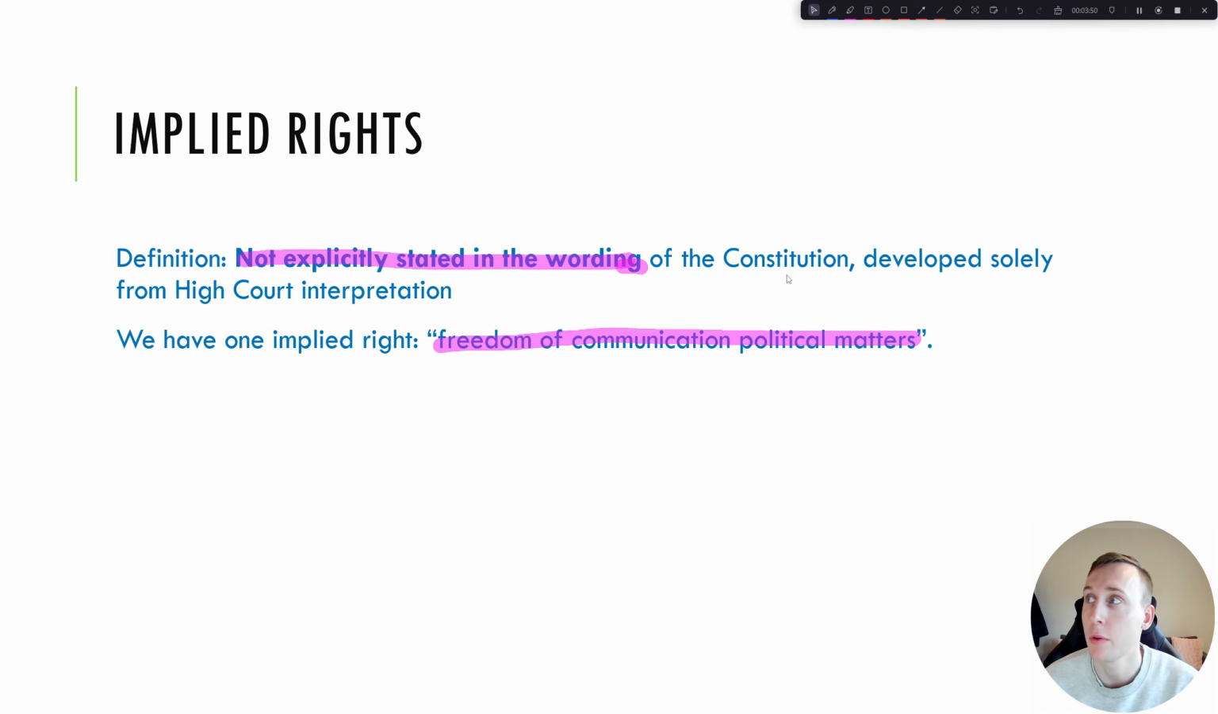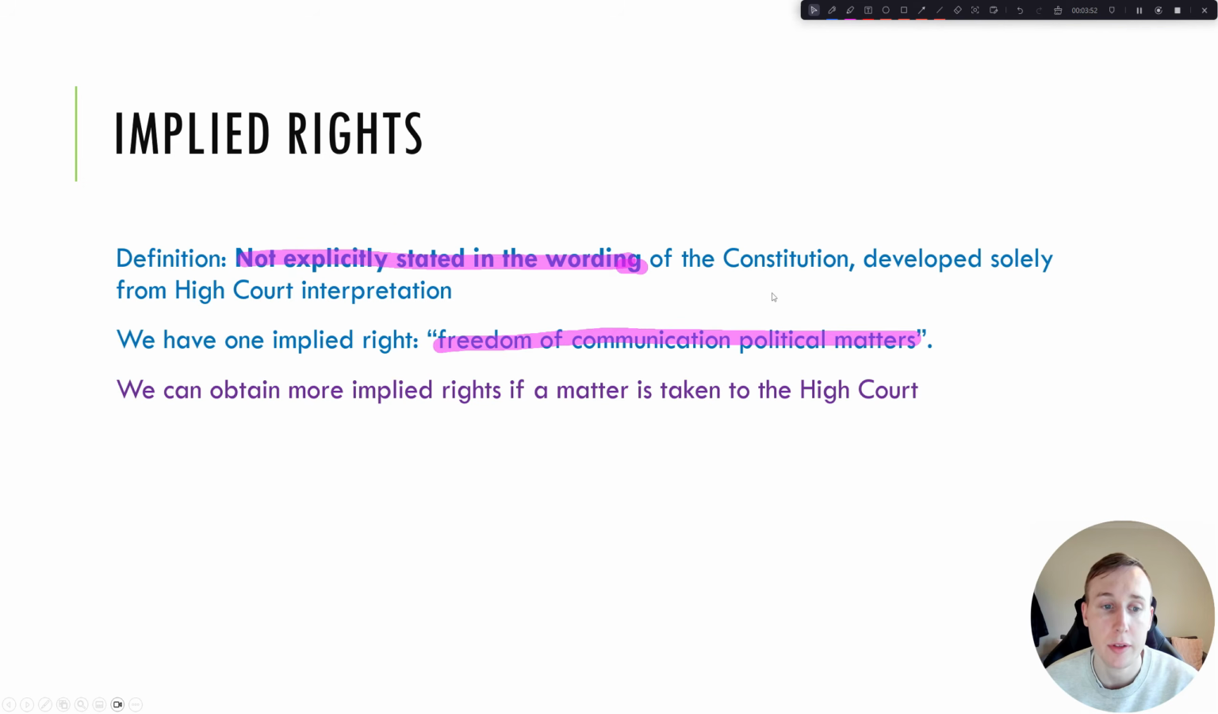And I guess what I wanted to say about implied rights is that we can actually get more, a little bit easier than express rights. It just requires someone to take it to the High Court and prove a particular implied right exists.